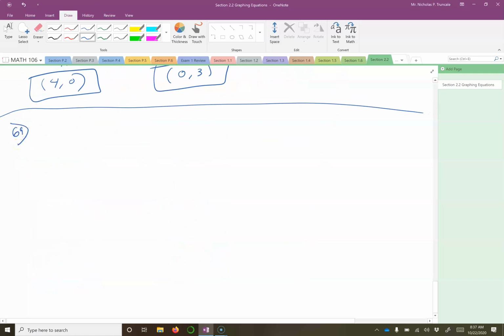All right, so 69, here's the equation: y equals 5x to the fourth plus 2x squared. And we want to determine if it has any of the three symmetries discussed in section 2.2. So we have to test for all three. So we have x-axis symmetry.